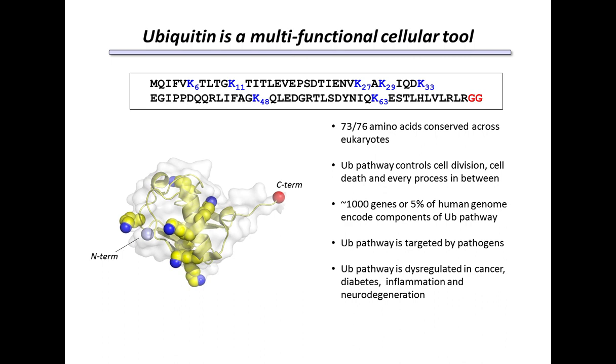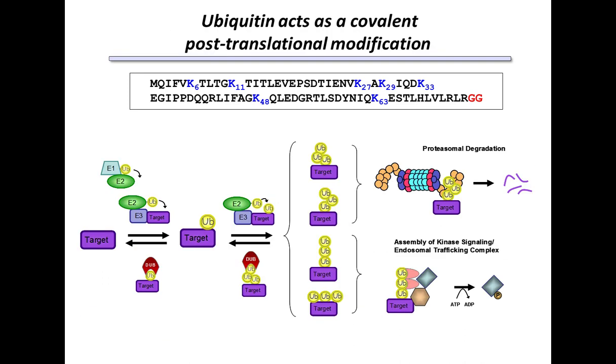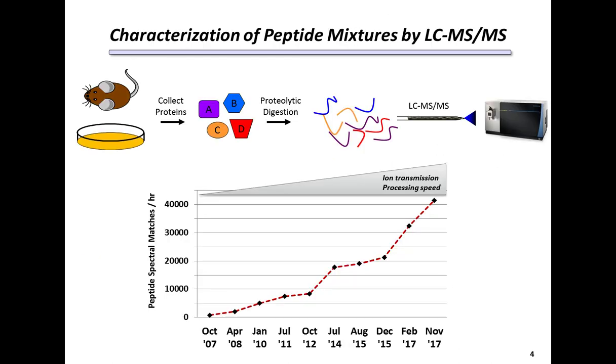In fact, so much so that about 5% of the human genome, or about 1,000 genes, encode components of the ubiquitin pathway. The ubiquitin pathway is targeted by pathogens. It's dysregulated in cancer and diabetes, inflammation, and neurodegeneration. It's really at the intersection of many processes, both normal biology as well as pathophysiological. For our purposes, another thing that's quite important about it is that we believe that ubiquitin serves to mark the active proteome. That is, it's an insight into those proteins that a cell at any moment in time feels are particularly important, that might be changing.